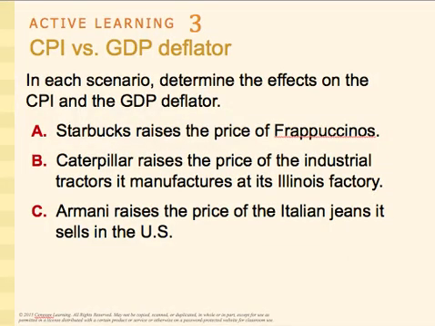Now, active learning exercise part 3. CPI versus the GDP deflator. In each scenario, determine the effects on the CPI and the GDP deflator. In scenario A, Starbucks raises the prices of Frappuccinos. In part B, the heavy equipment manufacturer Caterpillar raises the price of the industrial tractors it manufactures at its Illinois factory. In part C, Armani raises the price of Italian jeans it sells in the U.S. These have a plethora of potential effects on the market, but they also change CPI and GDP. So maybe take a moment, think about those, and then we'll proceed to the next slide.